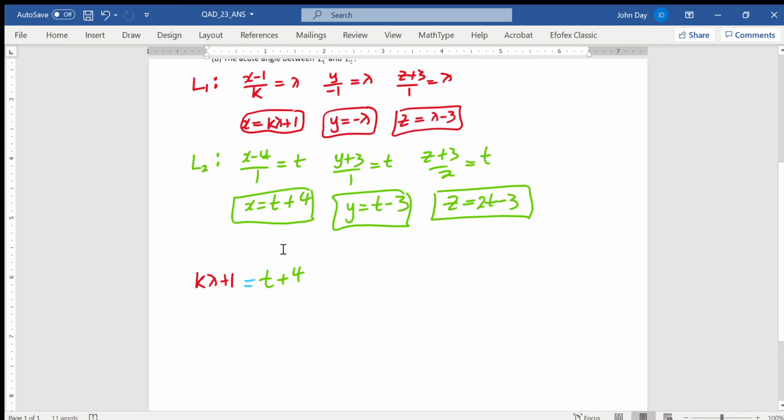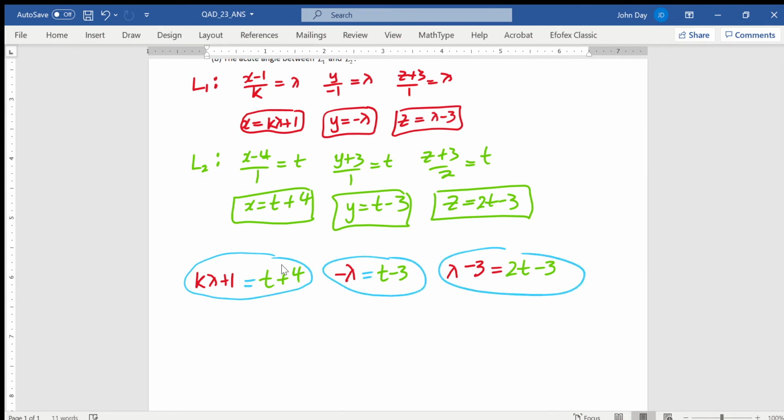I also have that this minus lambda, for the y's, is equal to this t minus 3. And I also have that this lambda minus 3 is equal to 2t minus 3. So I've got those three equations that I know to be true if there is a point of intersection. It's consistent. Those three sets of equations do work.